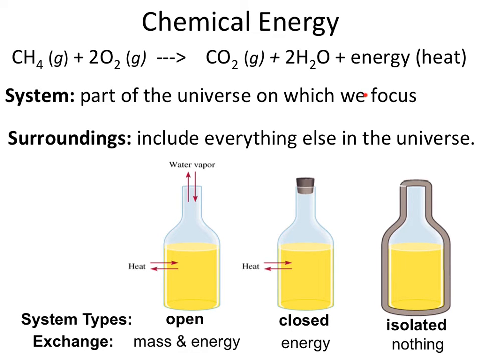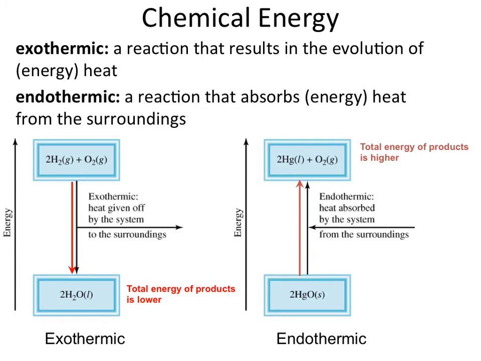So the system, remember, is the thing that we're focusing our attention on, and our surroundings is everything else that's not part of the system. And this is going to be important for us to understand heat flow, energy exchange, and things of that sort. So if we're looking at a chemical reaction and we're focusing on the system, the heat exchange that may occur is going to be described in one of two ways. It's either going to be exothermic or endothermic.